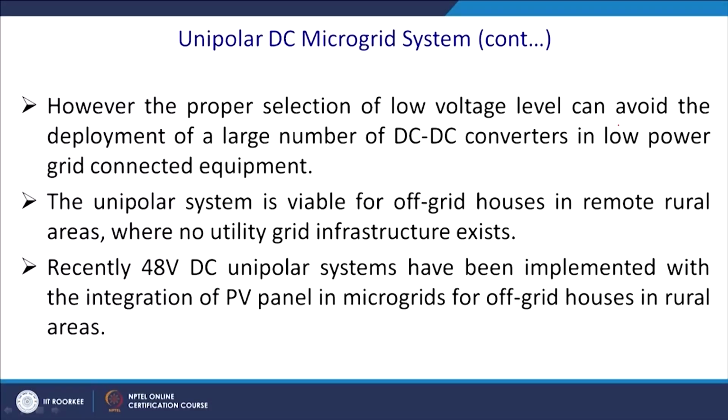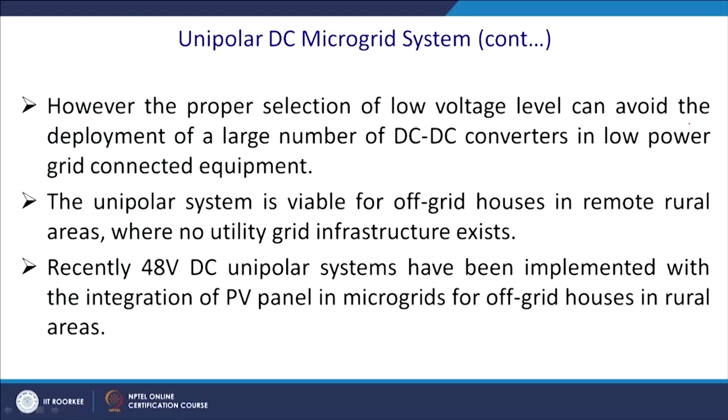So, you have to match these two conflicting conditions. A low voltage level can avoid the deployment of a large number of DC to DC converters in low power grid equipment, but you also incur more copper loss.